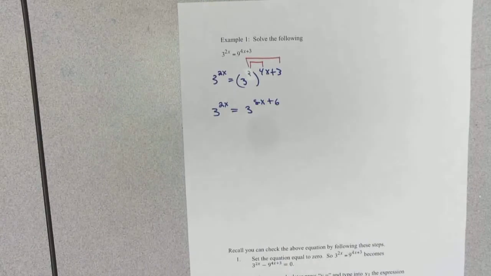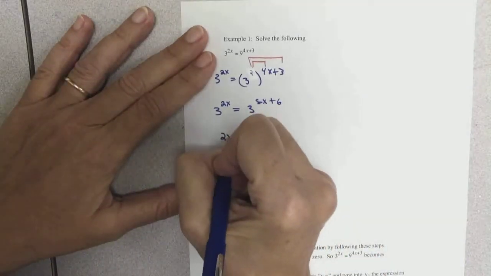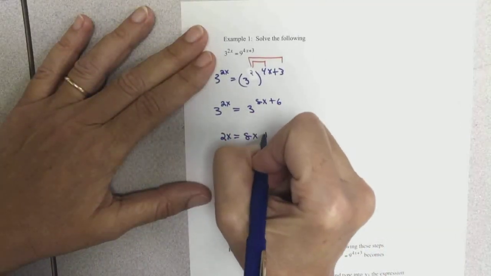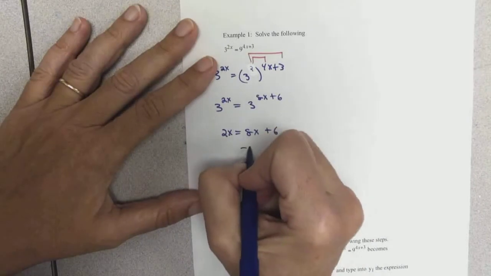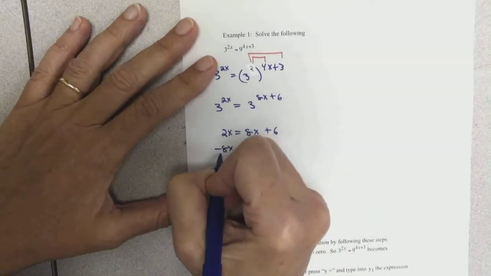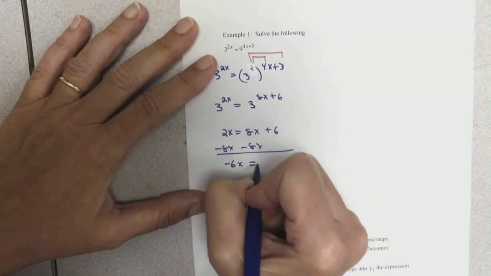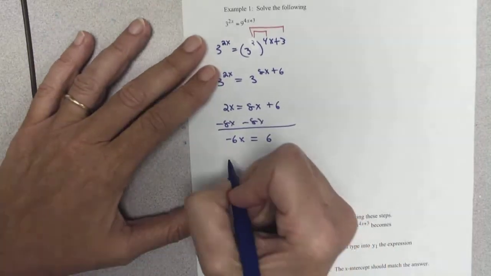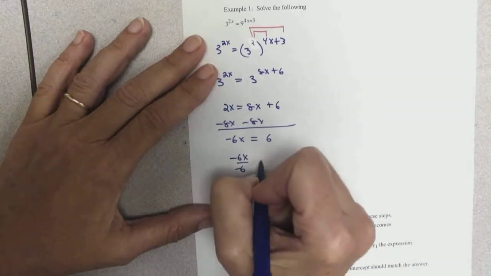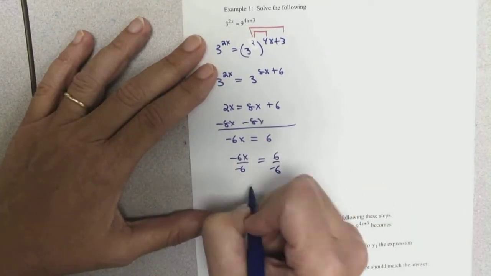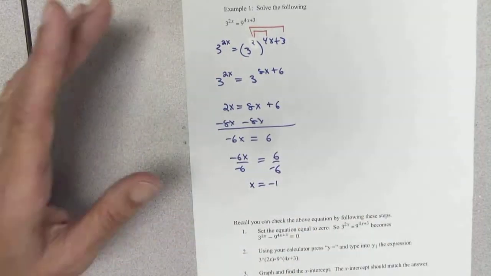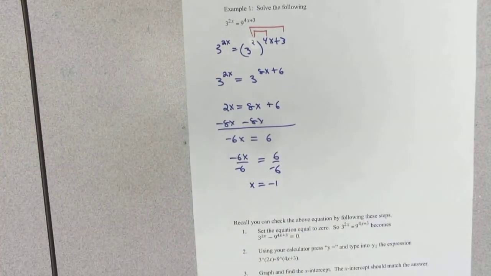And now I have the same base. That means that the exponents have to be equal. So 2x has to equal 8x plus 6. And then I just finish solving. And so negative 6x equals 6. Divide both sides by negative 6. And I get x equals negative 1.